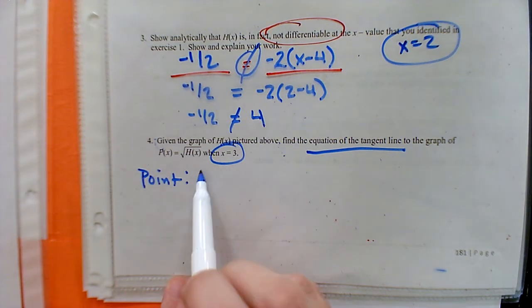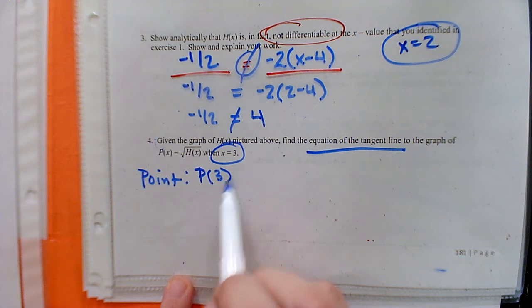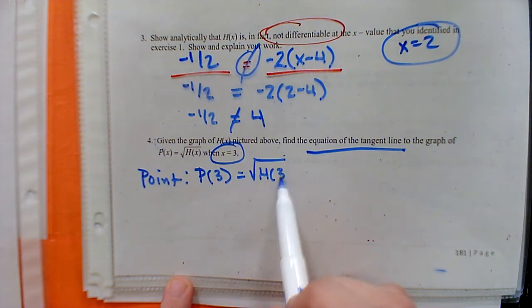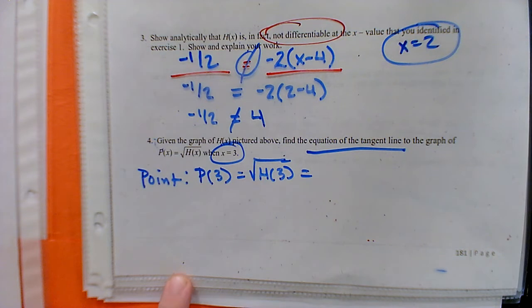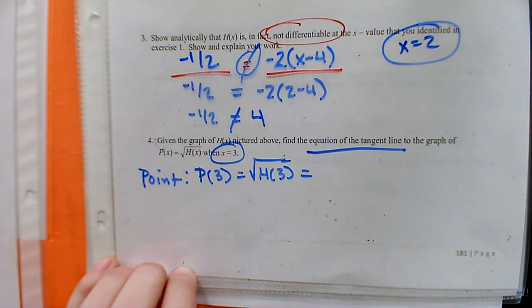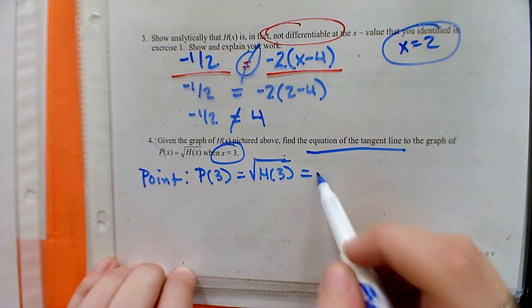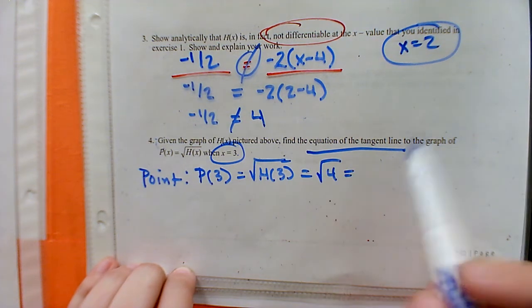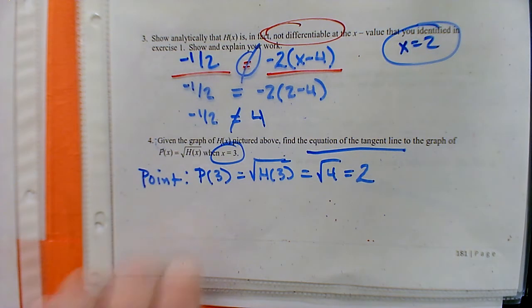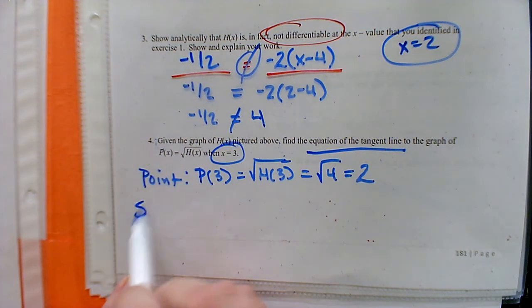Let's check out the point first. Okay, if you plugged in 3 into P, you would have the square root of h of 3. Can we figure out h of 3? The graph's at the top. All right, so then the square root of 4 is 2. There's your point value. All right.